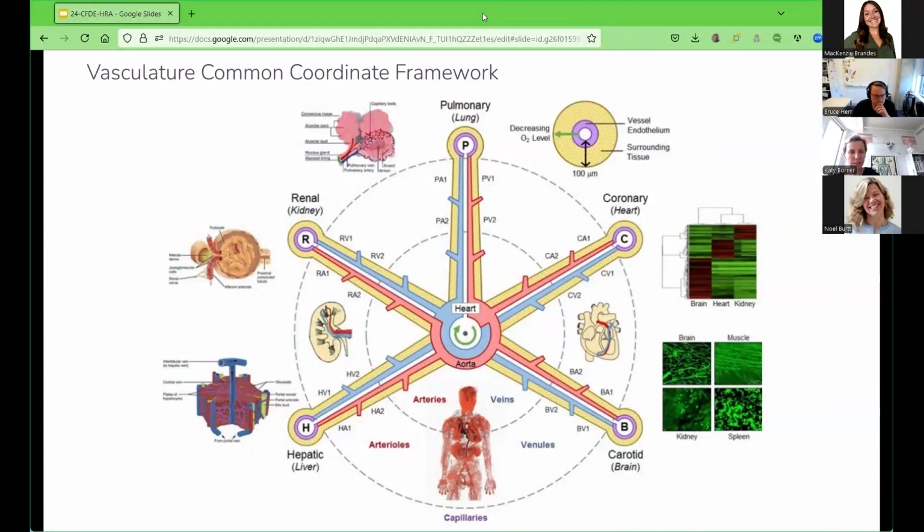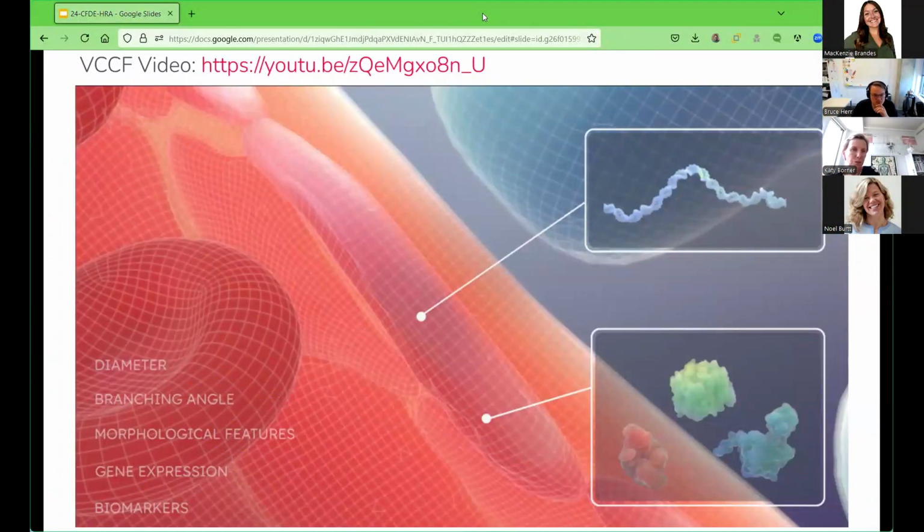And so on the next slide, you have a video that explains the concept of the vasculature common coordinate framework. So let's play that.